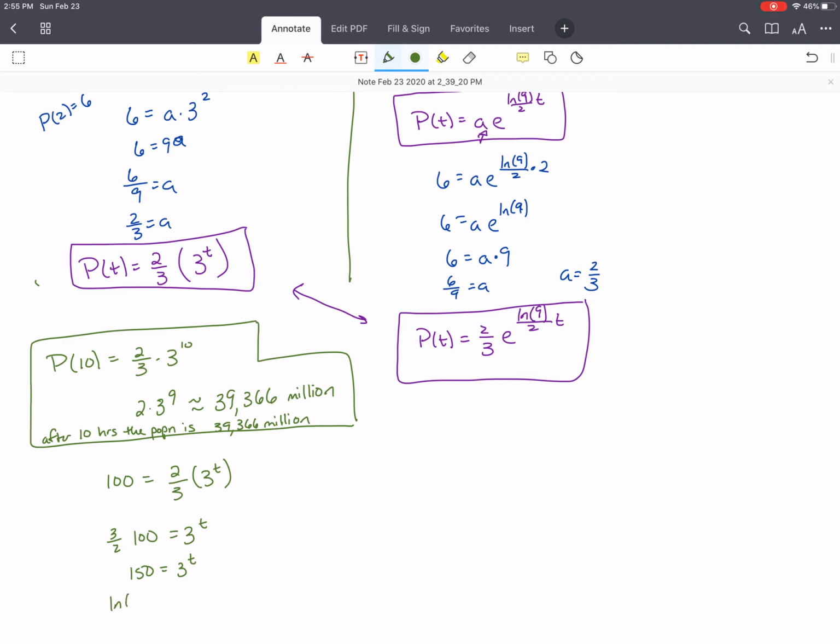I'll take the natural log of both sides, or the common log of both sides, either way, and that'll bring the t down. So I can divide both sides by natural log of 3, and I'll get t is equal to natural log of 150 divided by natural log of 3. Now, a lot of times you're asked to solve in exact form. In a real world problem, you do want a decimal approximation, but you want to wait till the end because you don't want rounding error as you go.